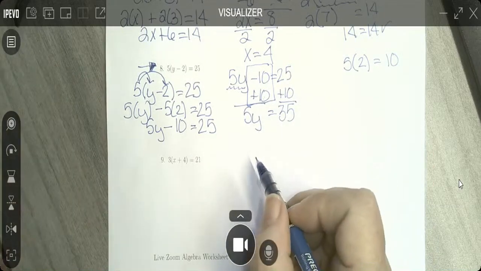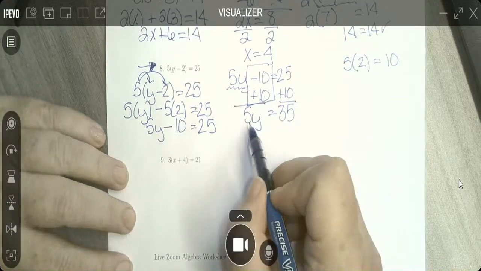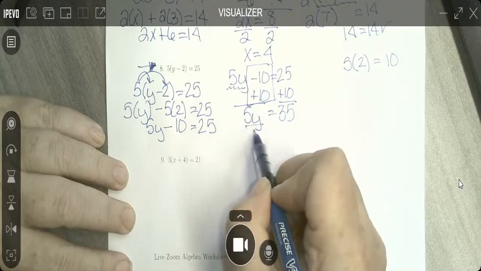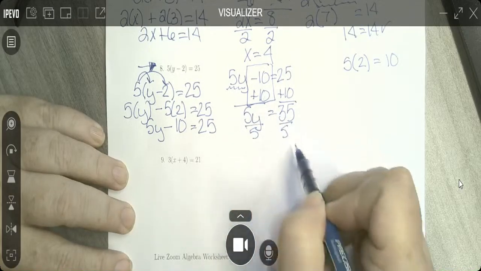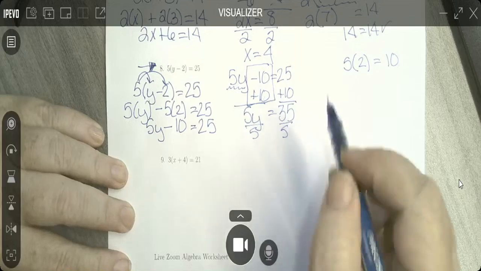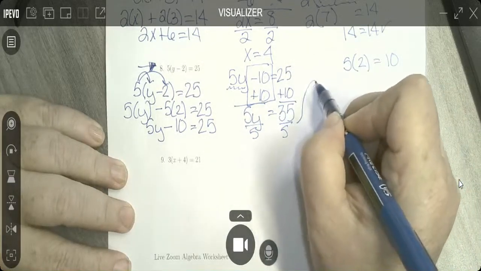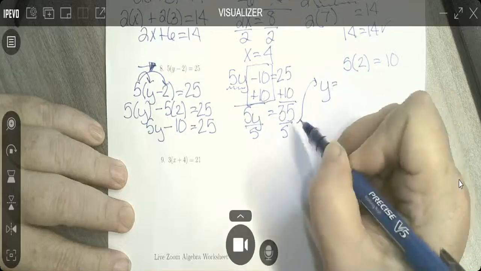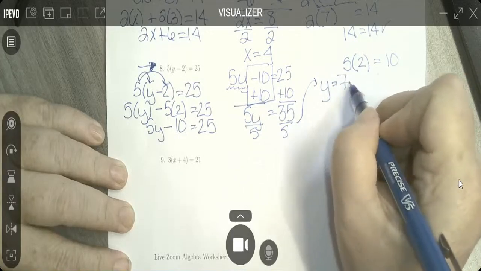Now I really want to get y by itself. Remember, anytime we have a number next to a letter, it means to multiply. The opposite of multiplying, of course, is dividing. Hopefully you have that one under control. So 5 divided by 5 is 1, so we end up with y. 35 divided by 5 is 7.